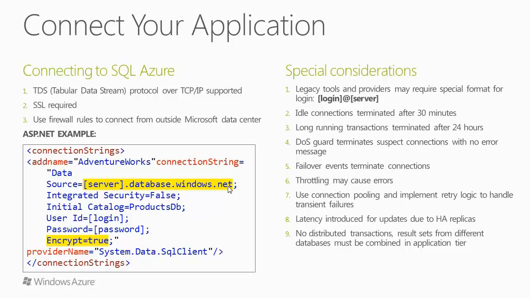So best practices state to use connection pooling and implement retry logic to handle transient failures. This is a best practice. This should be done anyway, right? Always use connection pooling. And now that we're going over the internet, you possibly may have your application on-premise connecting to SQL Azure. Regardless of whether your application is on-premise or being hosted as a hosted service in Windows Azure, implement retry logic. This is just the best practice wherever the application is. That way, if a connection drops or is terminated, you can handle that termination gracefully, right? Now, latency is introduced for updates due to high availability replicas, so there will be some latency.